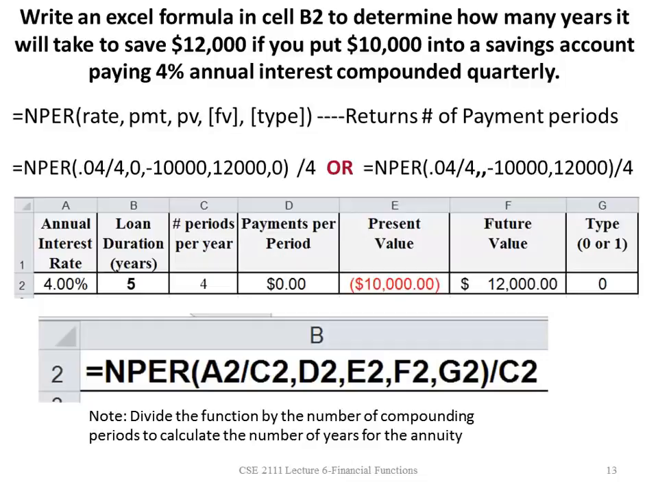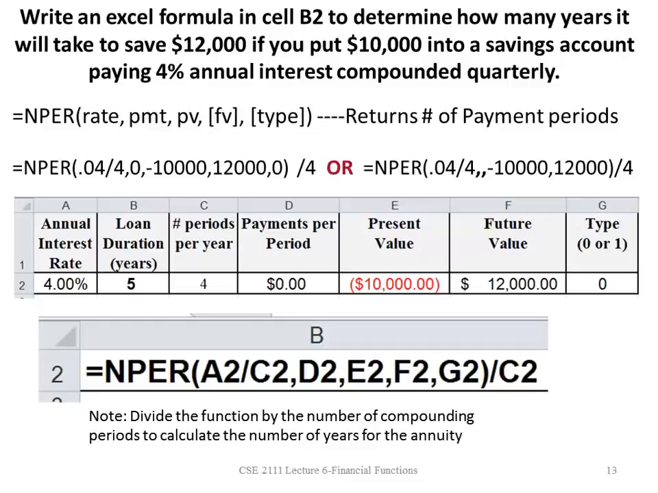And then finally, the type is 0 because we will always have the type at the end of the payment period, so that's a 0, or payments will be made at the end of the period. And then we divide that whole function by the number of compounding periods, which is quarterly. Again, to the right, you see where I have a placeholder for the 0, and I left the 0 off as the last argument. So in cell B2, when I type the function in, I get 5 years.